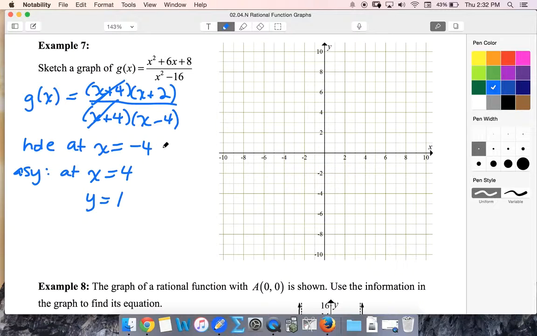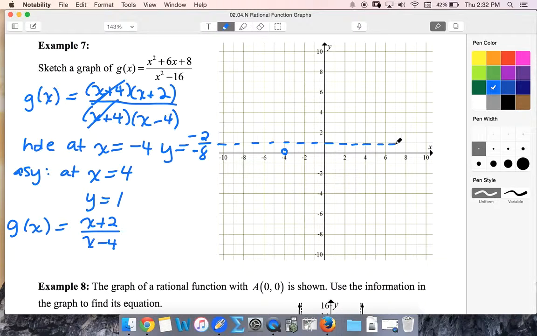So let's figure out where my y value is in my hole. So g of x has turned into x plus 2 over x minus 4. When I plug in -4, -4 plus 2 is -2. -4 minus 4 is -8, so that's 1/4. So -4, positive 1/4, there's a hole down there. This is going to look like a rational graph. Asymptotes at y equals 1 and x equals 4.